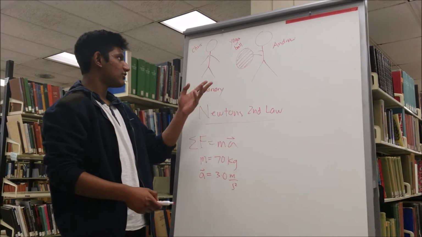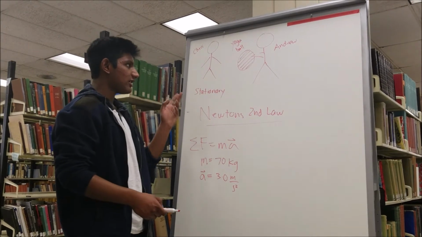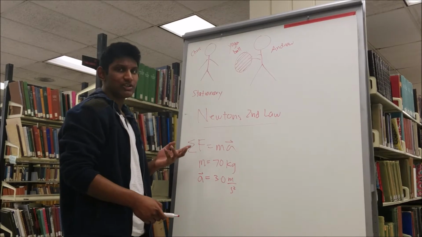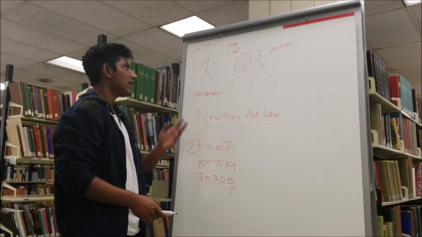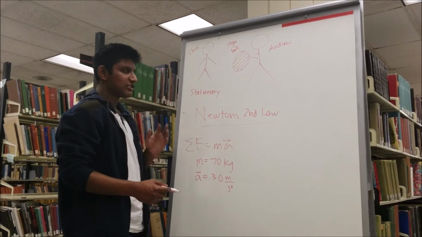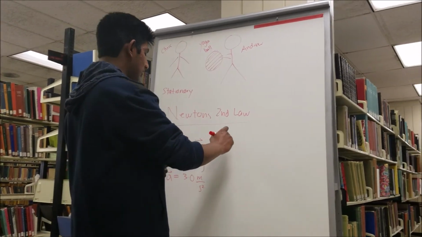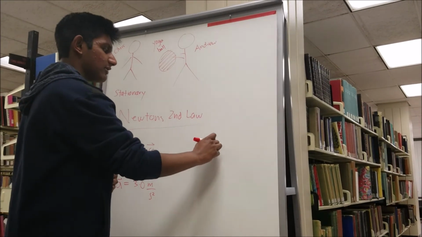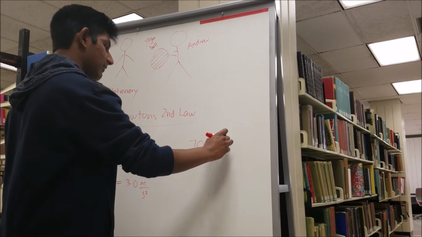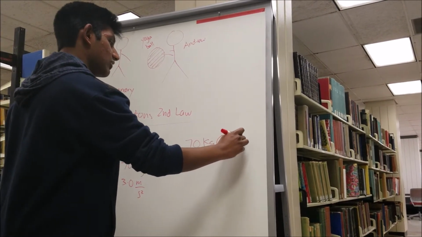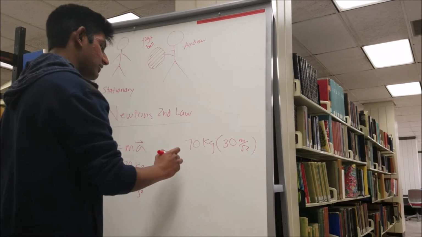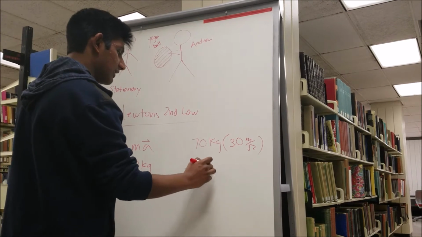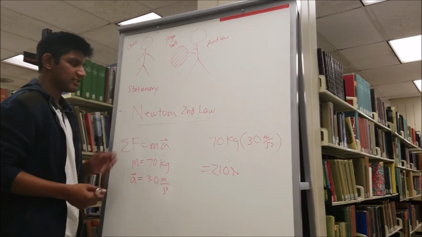So here we've got Andrew and Chris from our example earlier. Andrew weighs 70 kilograms and he's running with an acceleration of 3 meters per second squared, and he's going to crash into Chris. To find the total summation of the force, we have to get the mass, which is 70 kilograms, and then multiply it by 3.0 meters per second squared to get the combined total force of 210 newtons. And that's the second law.